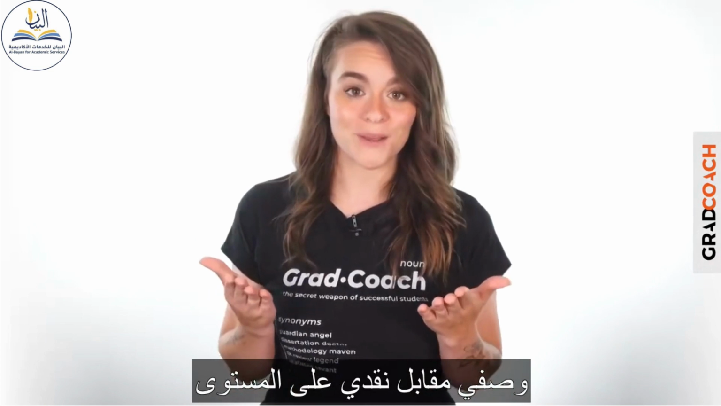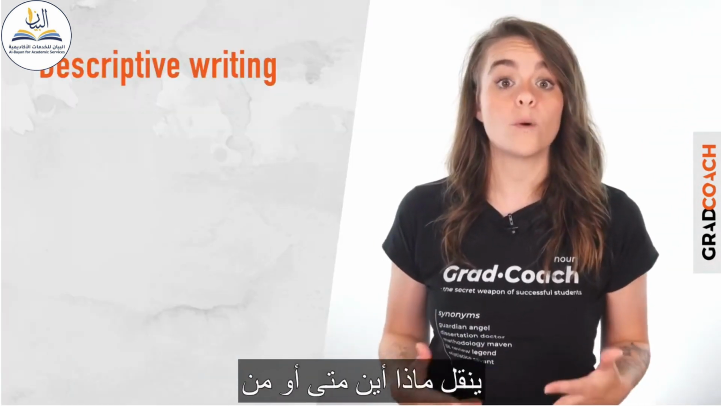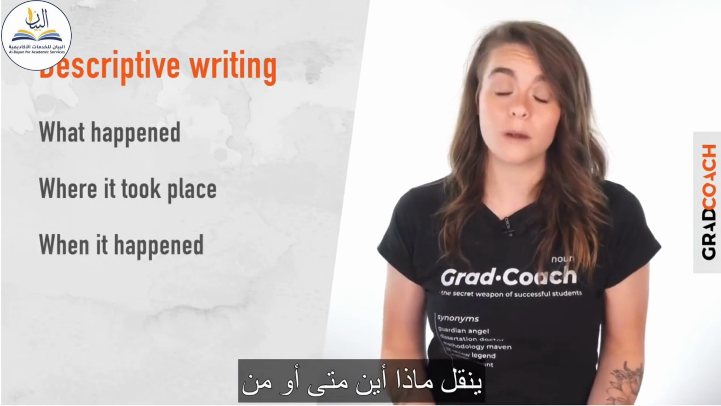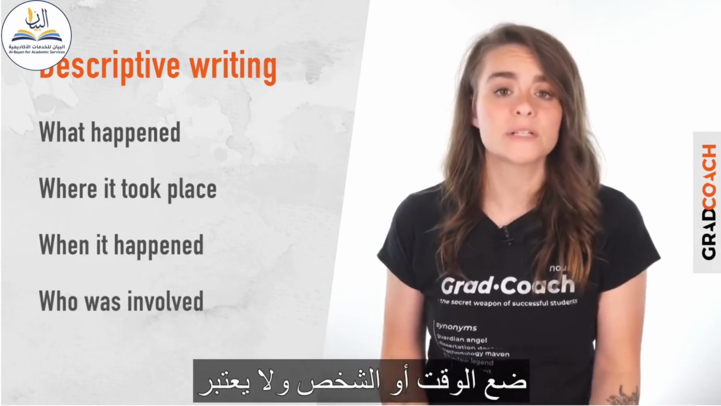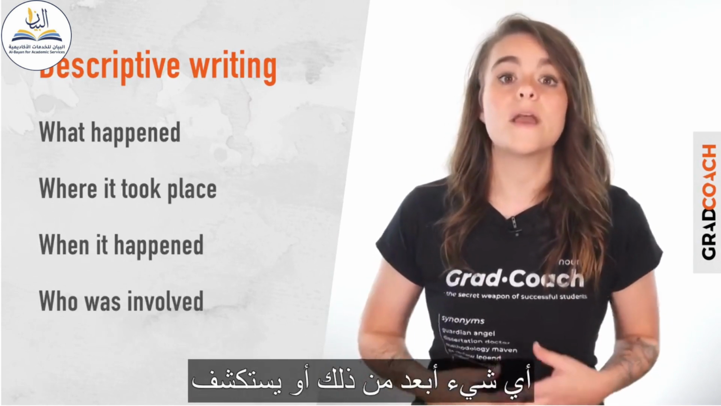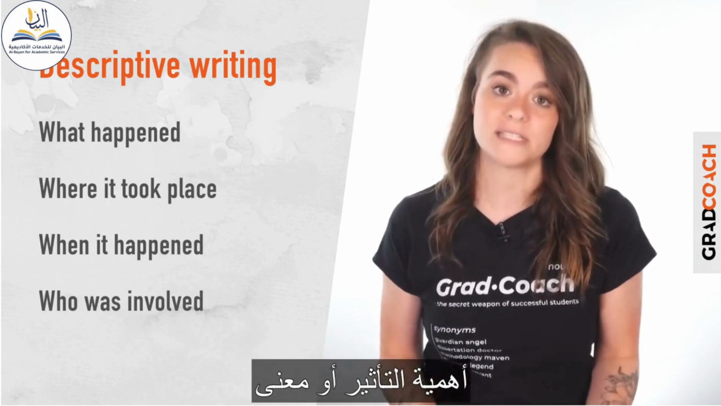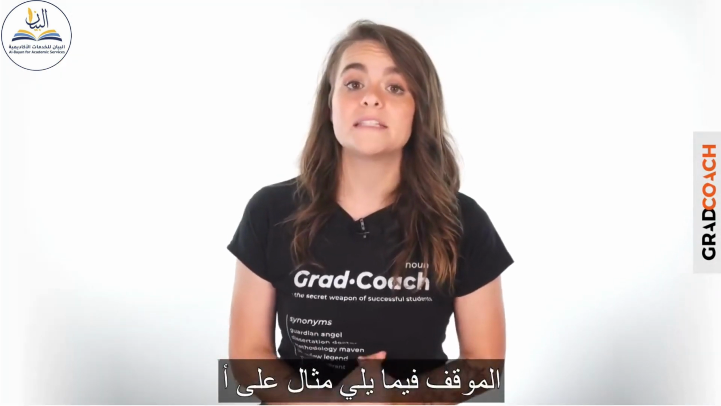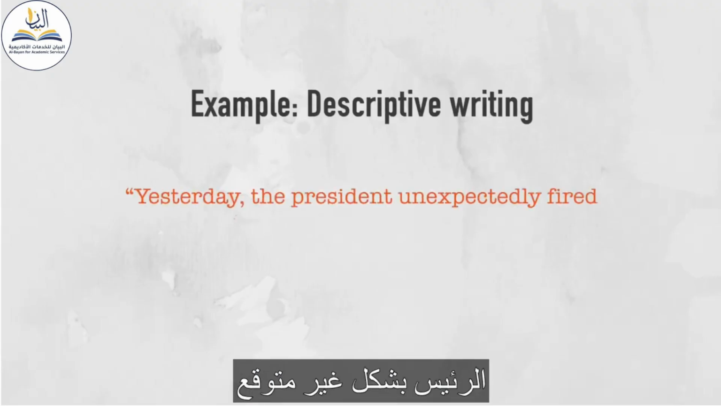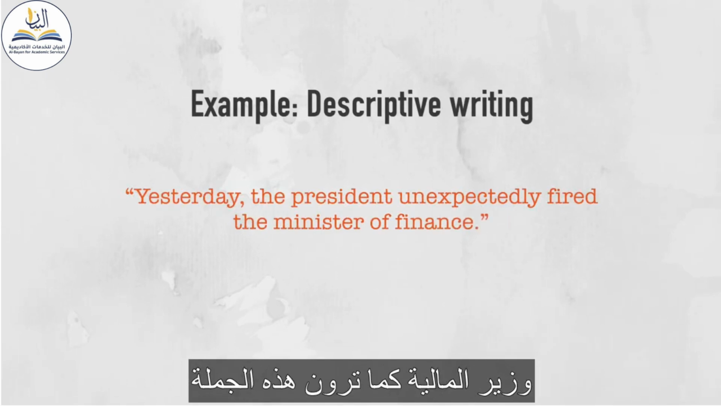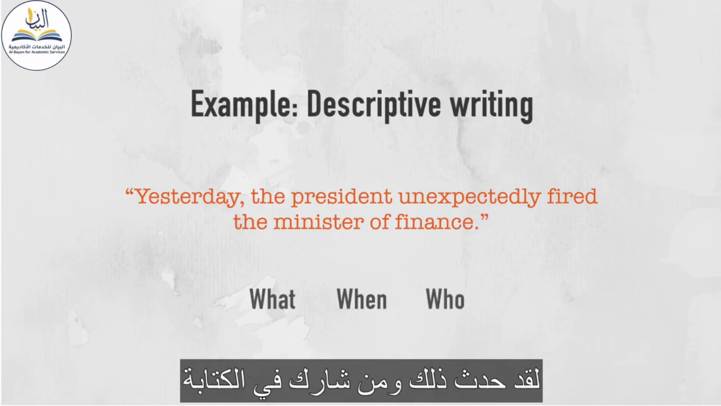Descriptive versus critical. At the most basic level, descriptive writing merely communicates the what, where, when, or who. In other words, it describes a thing, place, time, or person. It doesn't consider anything beyond that or explore the impact, importance, or meaning of the situation. Here's an example of a descriptive sentence. Yesterday, the president unexpectedly fired the Minister of Finance. As you can see, this sentence just states what happened, when it happened, and who was involved.